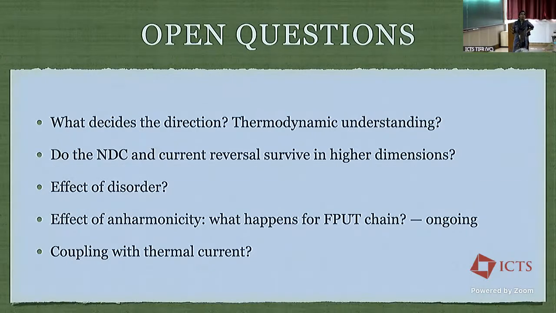What happens if we don't take just a linear chain, but also some FPUT chain where there is nonlinearity? This we have looked at with numerical simulations. We cannot do much analytically in a nonlinear chain, but from numerical evidence, both this NDC and direction reversal actually survive even when there is anharmonicity. We cannot calculate the current explicitly, but they seem to survive.